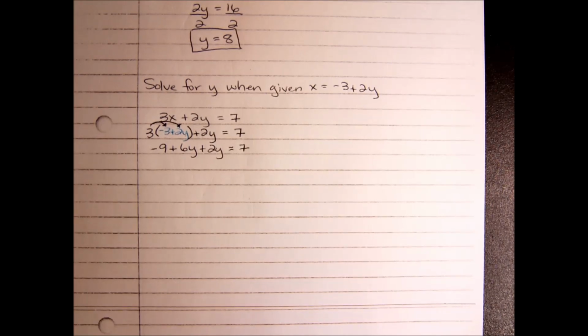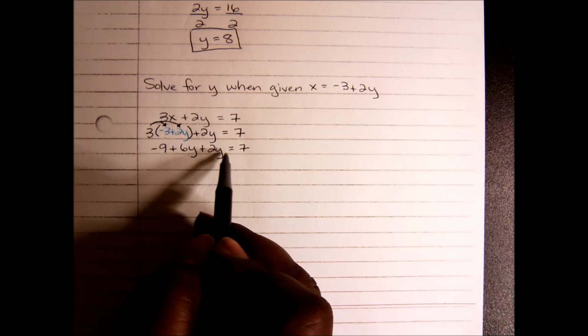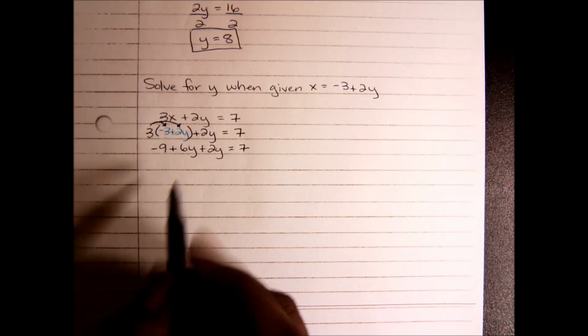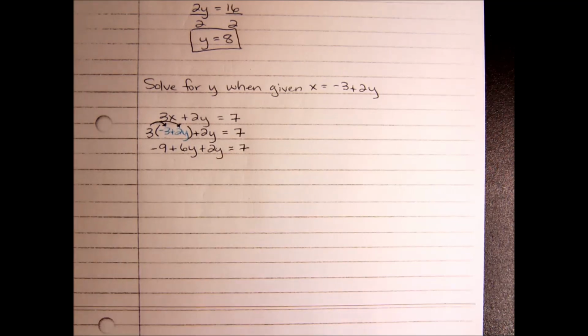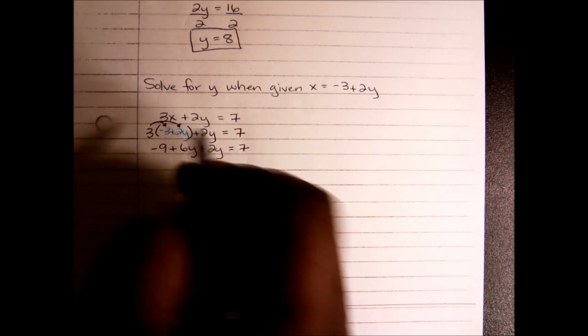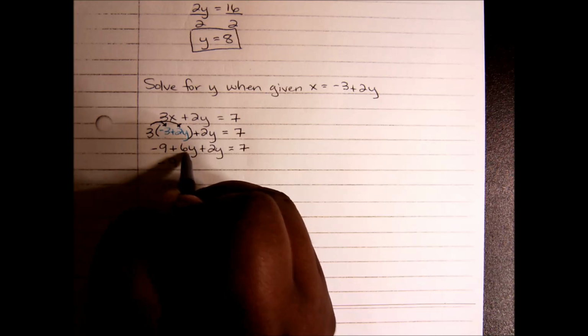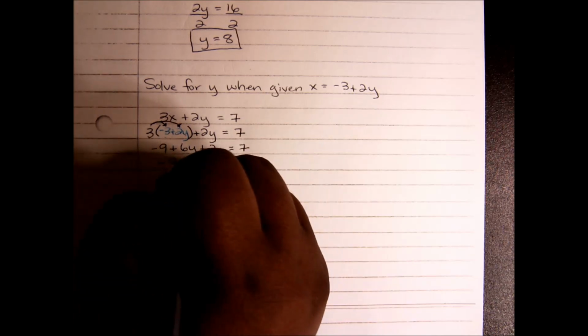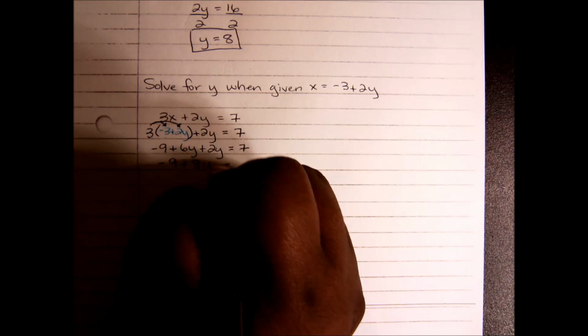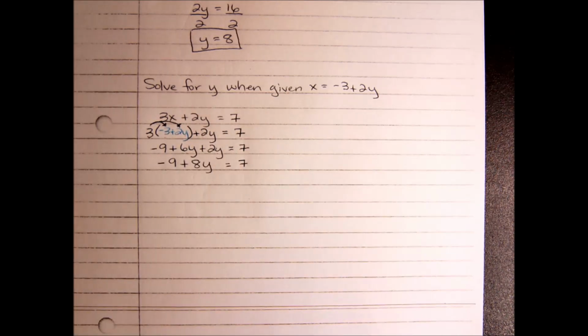Now, once again, we have like terms that we need to combine. We need to simplify each side of an equation before we can solve. So this becomes negative 9. Well, it was already negative 9. And 6y plus 2y is 8y. And all of this still equals 7.